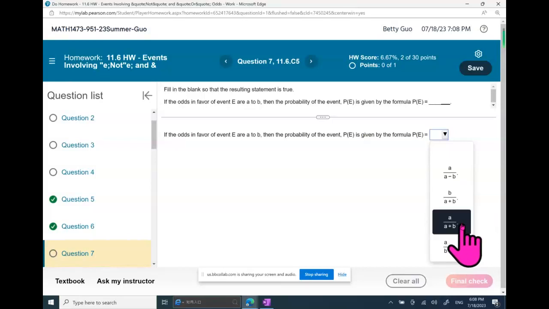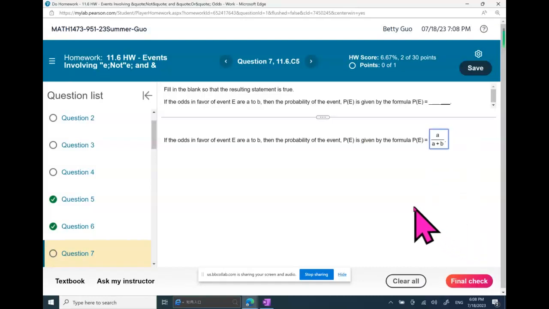It will be this one. If the odds in favor of E are A to B, then the probability of the event P of E. Okay, so let me actually solve that on my note.